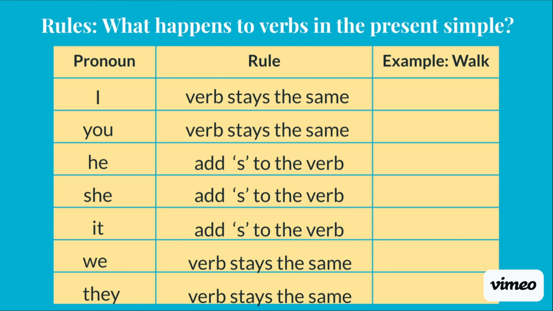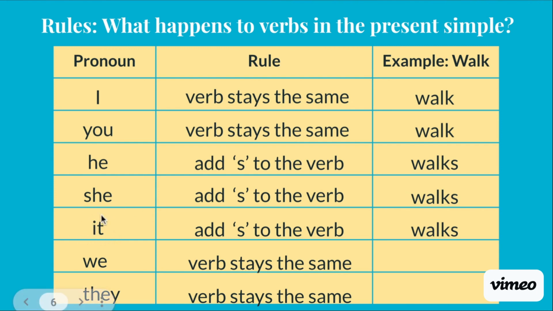So let's do an example here. Our verb is walk. Walk in Portuguese, caminhar. In Spanish, caminar. And in French, marcher. So here, walk. He walks. She walks. It walks. So this could be like a dog, right? The dog walks. We walk in the park. They walk.